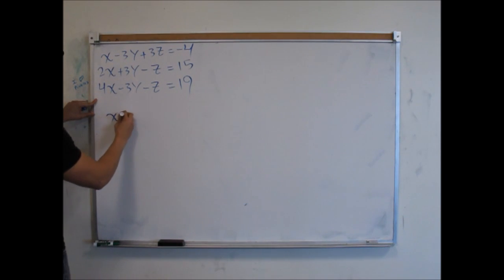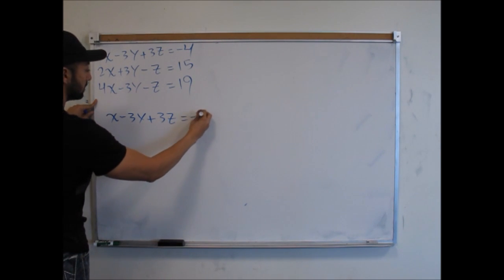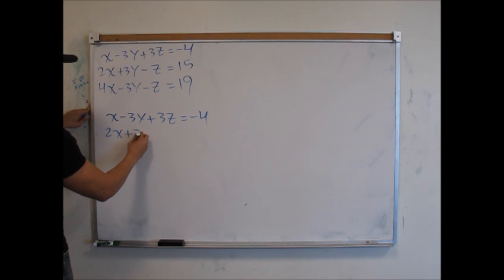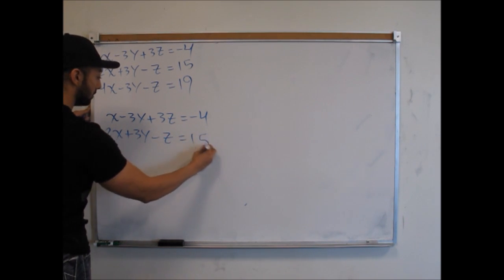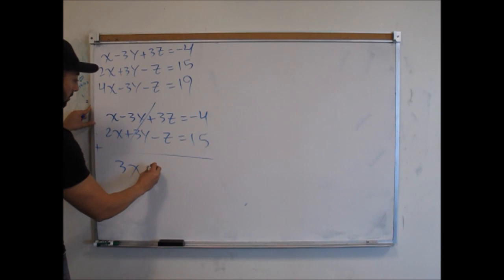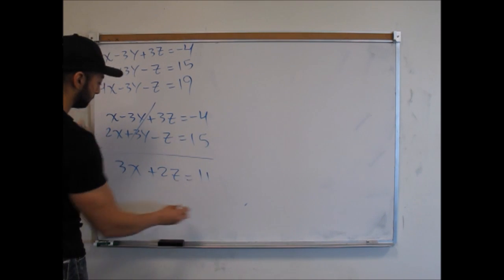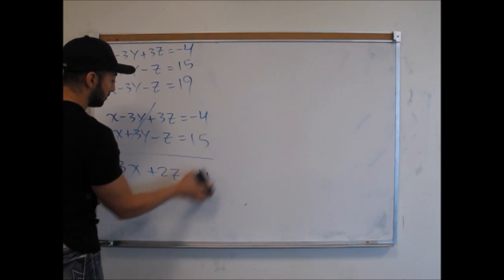So we have x minus 3y plus 3z is equal to negative 4. And for the second equation, we have 2x plus 3y minus z is equal to 15. When I add these equations, notice that the y's already cancel. So you get 3x plus 2z is equal to 11. I'm going to put a star by this equation because in the future I'm going to be coming back and working with it.